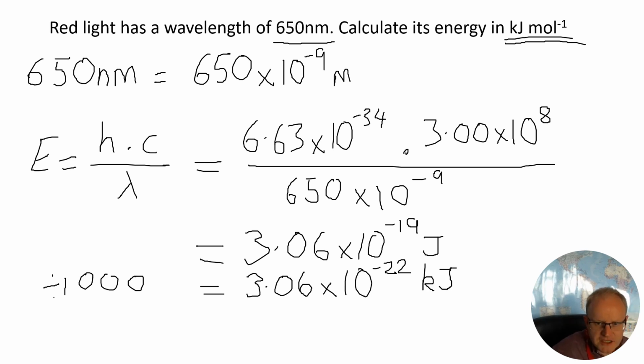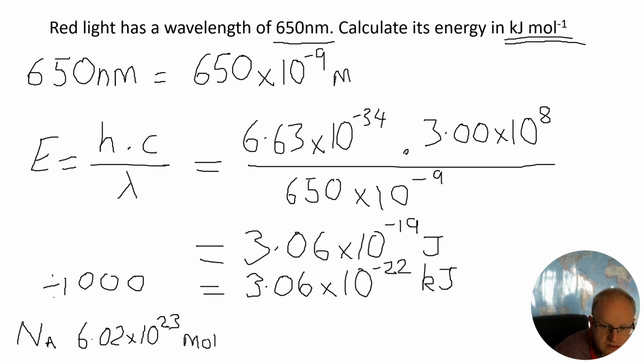So yeah, that comes out as 3.06 times 10 to the minus 22 kilojoules. So on your data sheet, you're also told that Avogadro's number, Na, can you find that one on the data sheet? Is 6.02 times 10 to the power of 23, and that is moles to the minus 1. So what that means is if you have a mole of something, it has 6.02 times 10 to the power of 23 atoms in it.